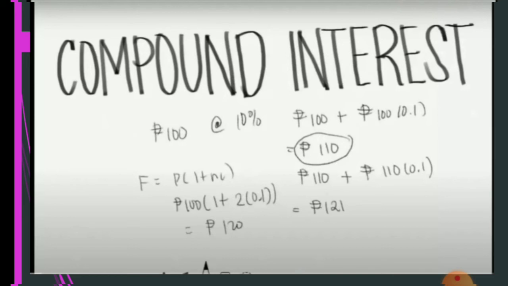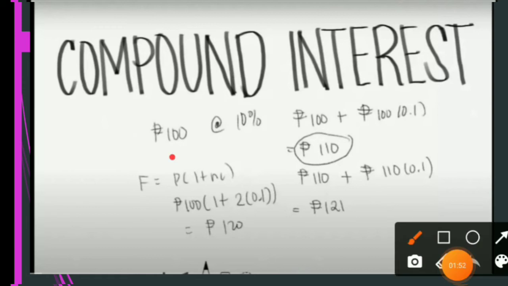I-plus mo lang, 110 plus 11 is 121. So, ang buong mababayaran ko sa aking kaibigan sa 2 years is 121 pesos. Kahit na dati ay may tubo, pwede pa rin matubuan kung hindi mo pa mabayaran kapag sa compound interest ka. So, dito is wala to. Sa simple interest kasi ito.